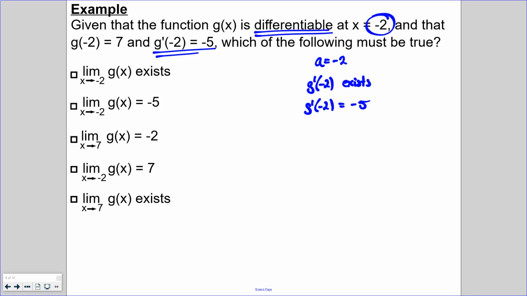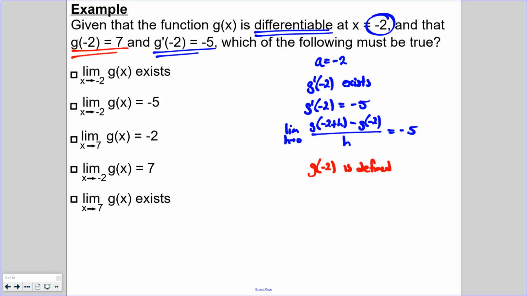And we also know that the limit as h approaches 0 of g of negative 2 plus h minus g of negative 2, all over h, is going to be negative 5 as well, because those are both g prime of negative 2. Now, since we know that g is differentiable, based on our theorem, we know that g is also continuous. So we know that g of negative 2 is defined. And from our problem, we know that g of negative 2 is going to be 7.